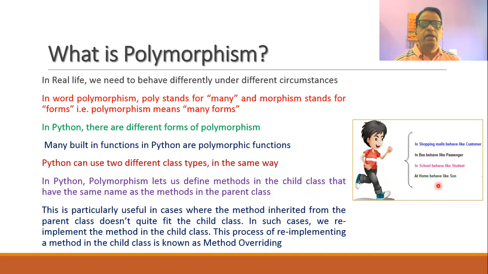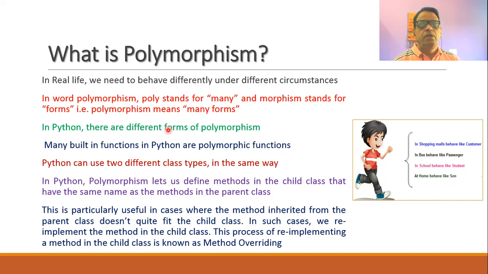So it means that in real life, we need to behave differently under different circumstances. If the circumstances change, then the same person will behave differently. The word polymorphism stands for: poly means many and morphism means forms. That is, polymorphism means many forms.